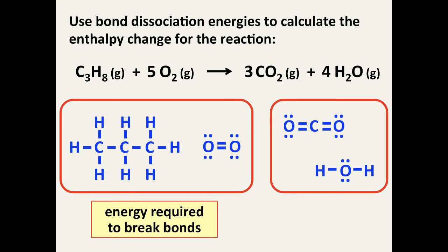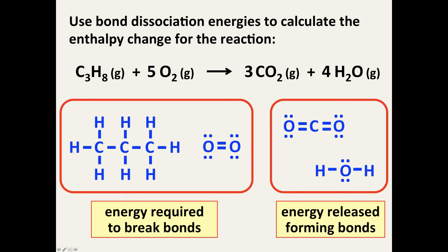And then we also need to recall that when bonds are broken, energy is taken in, energy is required to break bonds, and when bonds are formed, energy is released or given off. So the values to break these bonds will be positive numbers. The values corresponding to these bonds when they are formed will be negative numbers.